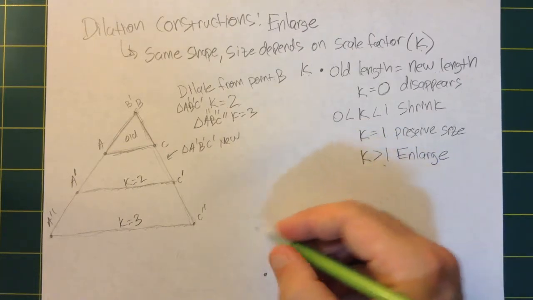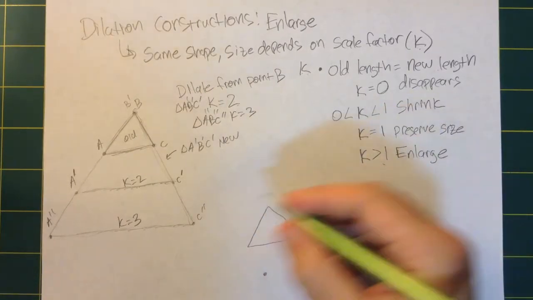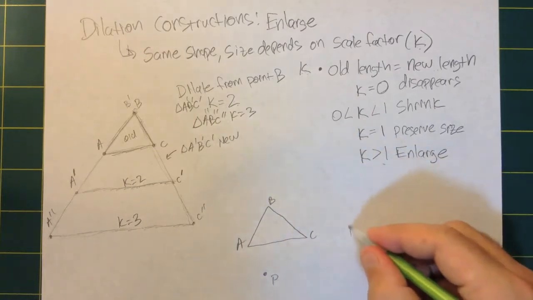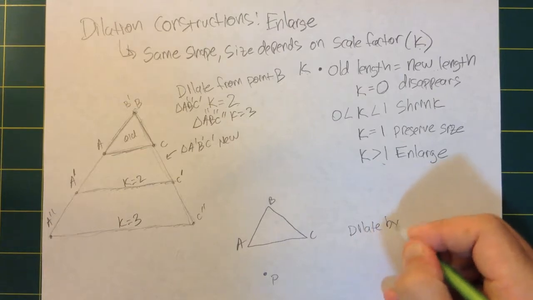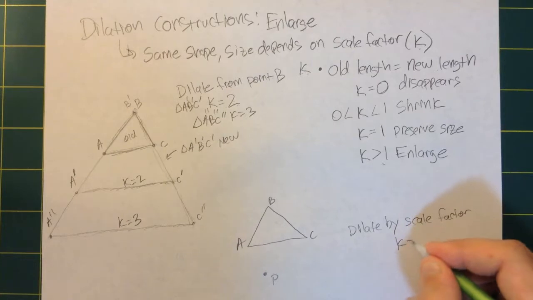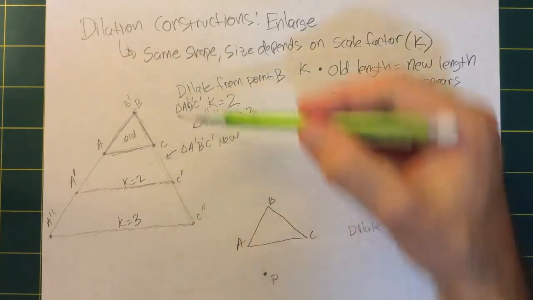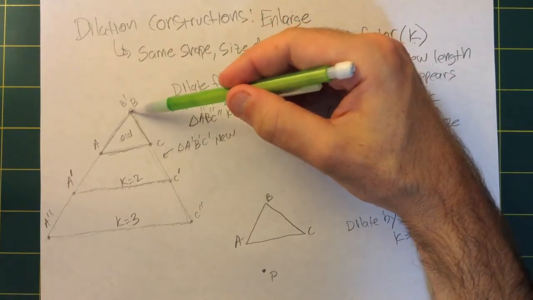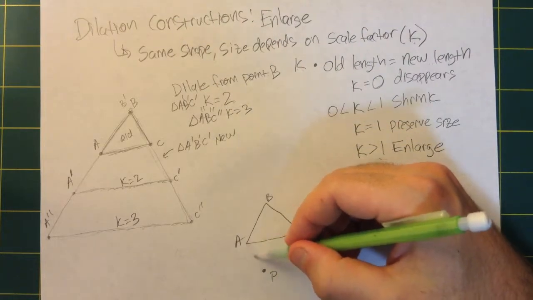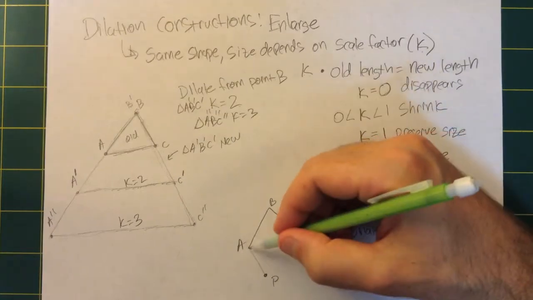Like I could start with the same triangle A, B, C, and let's call this point P, and I want to dilate by scale factor K equals 2. Just like we did over here, when you dilate with a scale factor of 2, you take whatever distances you have from the center of dilation and you double them. There is some distance from point A to point P. I need to measure that distance and then I'm going to double it.